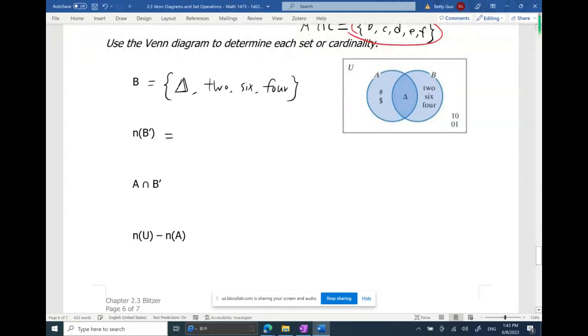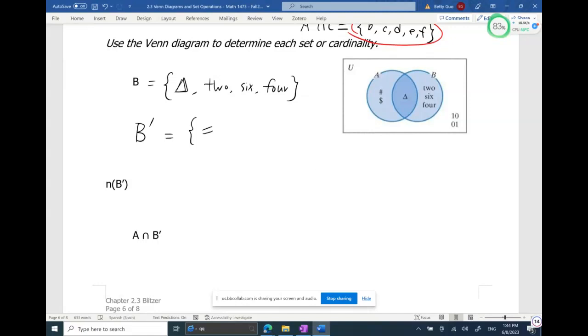Cardinality of B. Do you still remember the concept of cardinality we went over yesterday? Cardinality of a set is the number of elements in the set. Let's count how many elements. Oh, actually, it's B prime, right? We have to find B prime first. So be careful. With prime and without the prime is different. We are not looking for the cardinality of B. We are looking for B prime. So from the universal set, we get rid of the elements in B. We would have B prime.